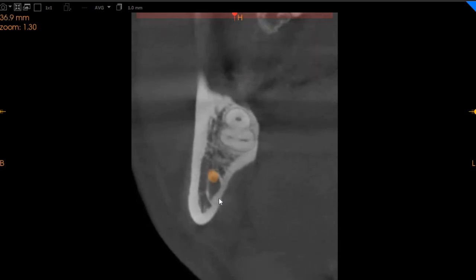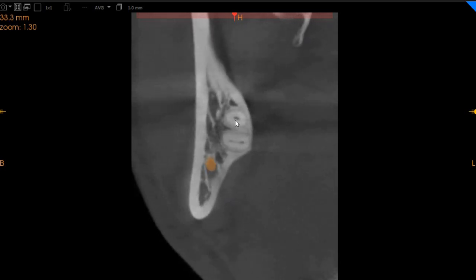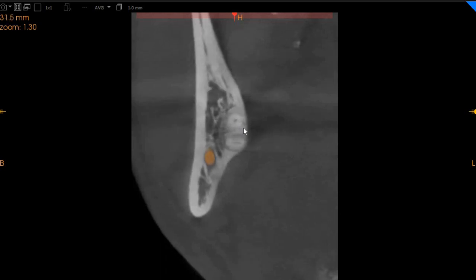As we are moving distally towards the apex, we can see that this is the mesial root, this is the distal root, and as we are moving superficially, the inferior alveolar nerve does not come in close contact. It actually is approximately 3.8 millimeters away from the inferior alveolar nerve. The inferior alveolar nerve is buccal, and the wisdom tooth is positioned lingually.